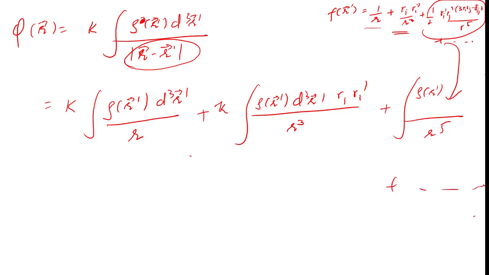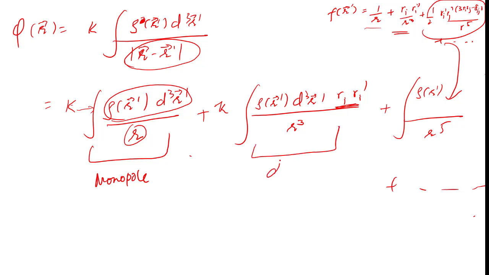So we call this looks like kq by r, like a point charge kq by r, right? So we call this the monopole. And here you have one power of ri prime. So this we call the dipole. And here you would have ri prime, rj prime, and ri rj. So this would be a quadrupole. So these are different multipole moments.